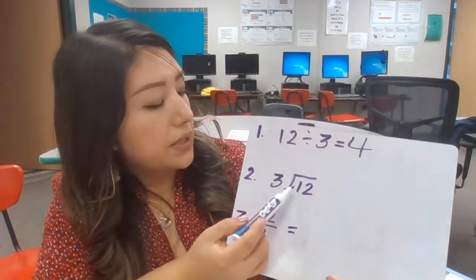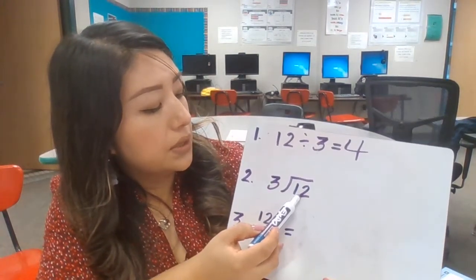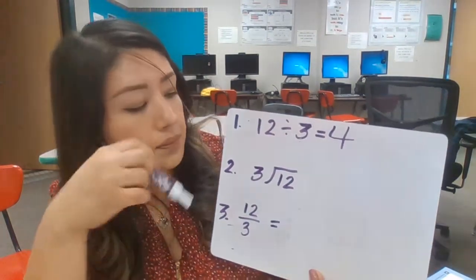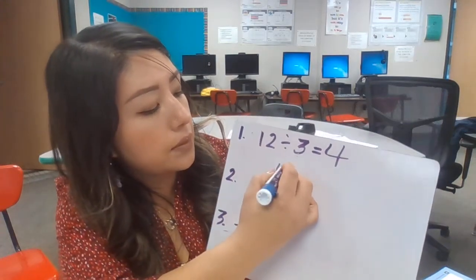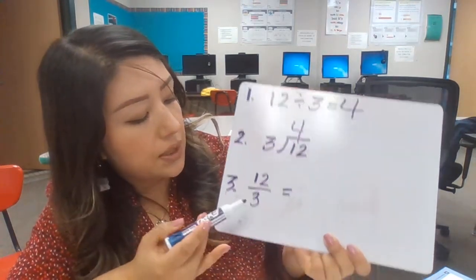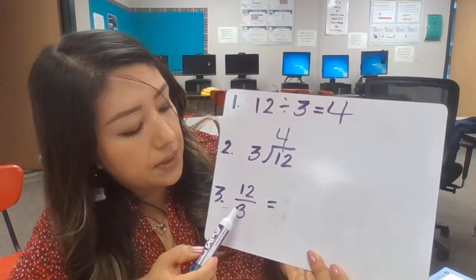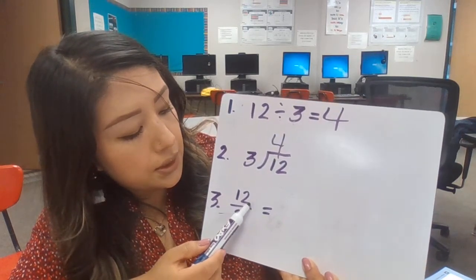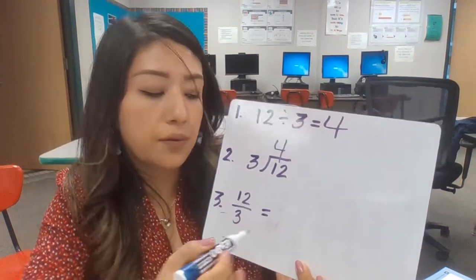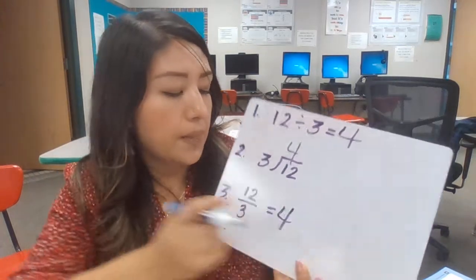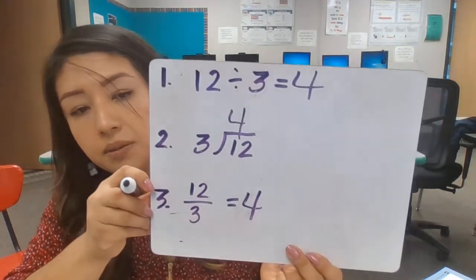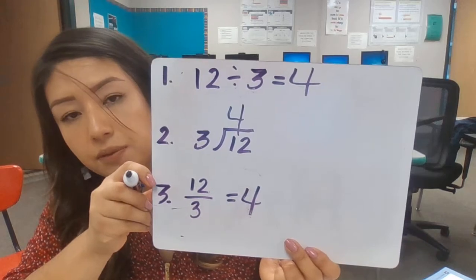The second way reads 3 goes into 12 how many times? 4. And the last one looks like a fraction and it reads 3 goes into 12 again 4 times. Please practice writing the division problem these 3 different ways.